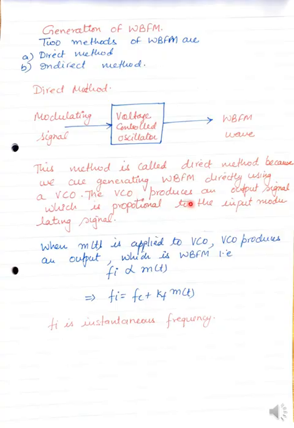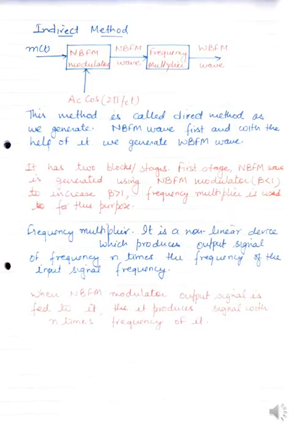The VCO produces an output signal which is proportional to the input modulating signal. So when m(t) is applied to the VCO, the VCO produces an output which is WBFM, wideband frequency modulation, that is fi proportional to m(t), and you will get fi = fc + kf m(t), where fi is your instantaneous frequency.